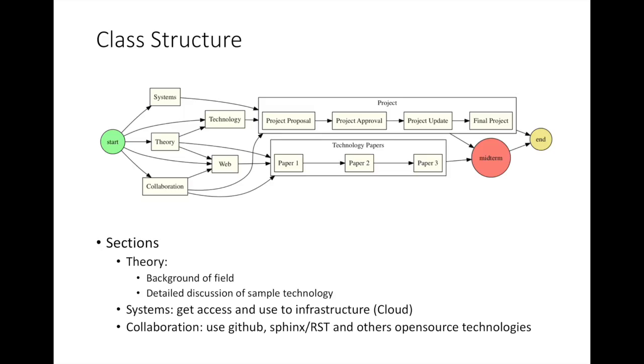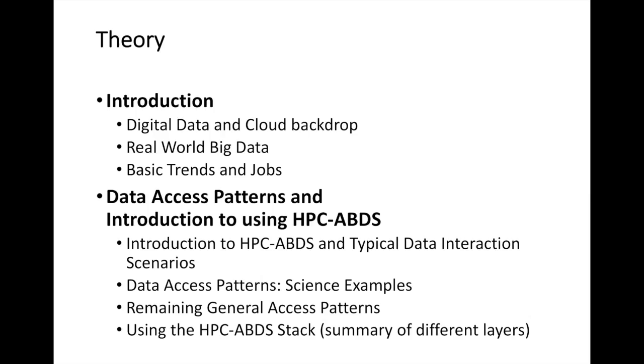Let's go back to the class content. And you have already seen our structure. And we have the main three sections. That's called theory, systems, and collaboration. And we are using them in order to educate you in these areas. And you can do all three tracks at the same time. You don't have to wait till you have read all theory sections to get other things started.